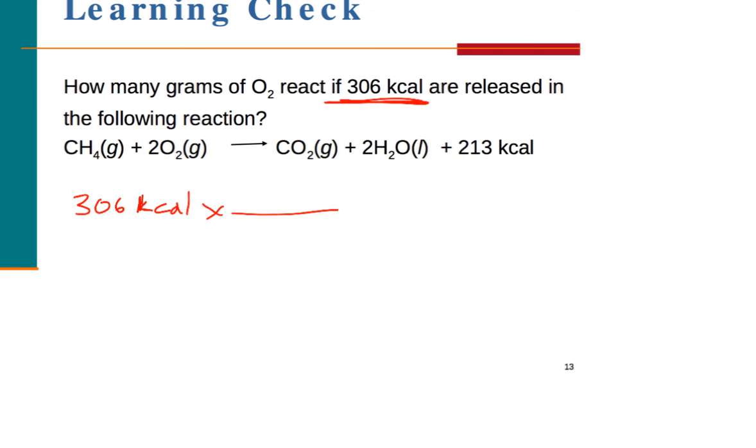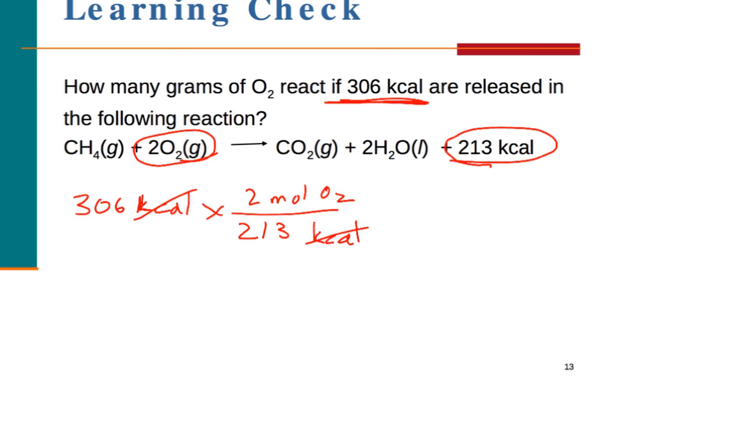I know that whatever I'm going to do to solve this is going to involve canceling out those kilocalories. Do I know anything about kilocalories and the relationship to oxygen? Well, I look at my chemical reaction, and I see that for every 213 kilocalories I produce, I need 2 moles of oxygen. So, according to my chemical reaction, 2 moles of oxygen is equivalent to 213 kilocalories. So my kilocalories have been canceled out, and I'm left with moles of oxygen.